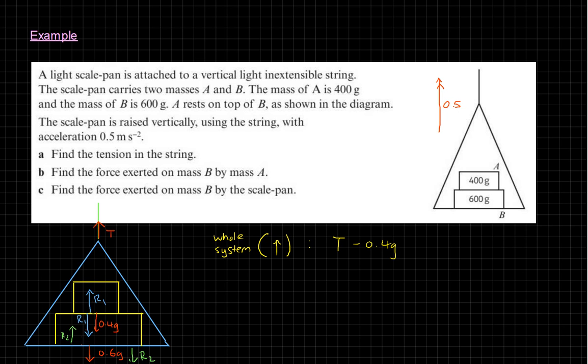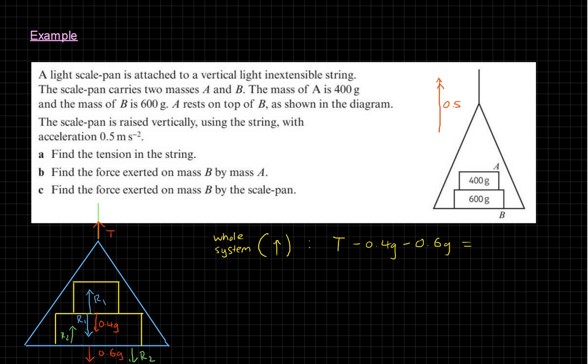Okay. Then we've got an R2 here, but again it's got a pair here in the opposite direction, so I'm not going to bother including these. Then I'm just going to include this 0.6G here. Okay, cool. So that's the whole system. That's the net force acting on the whole system.